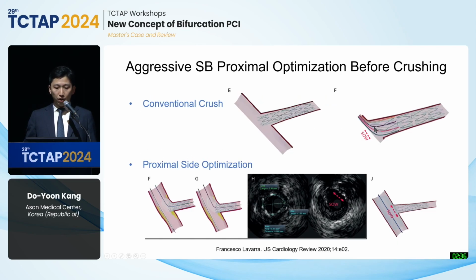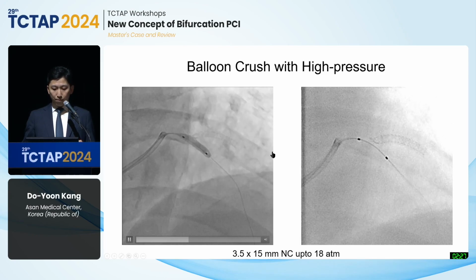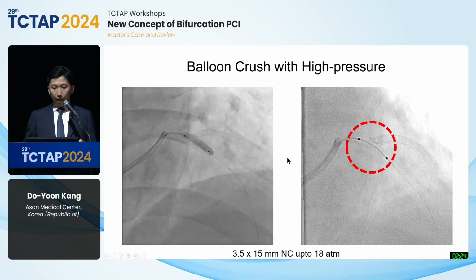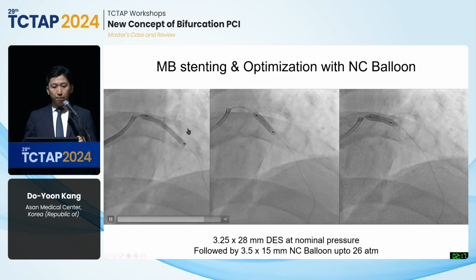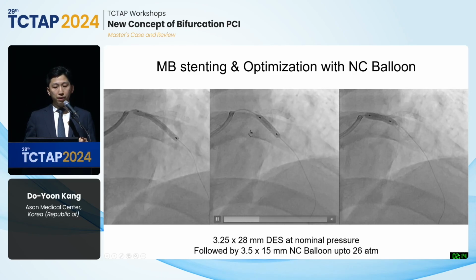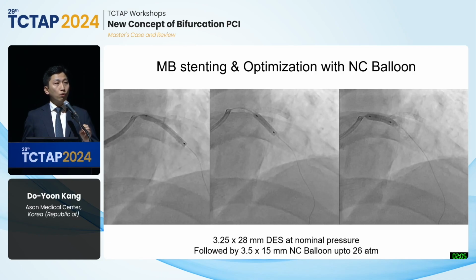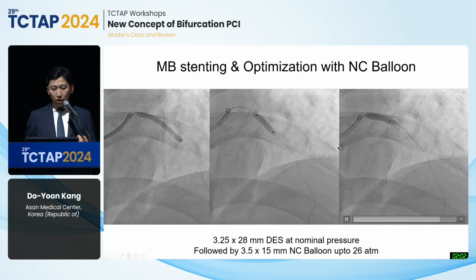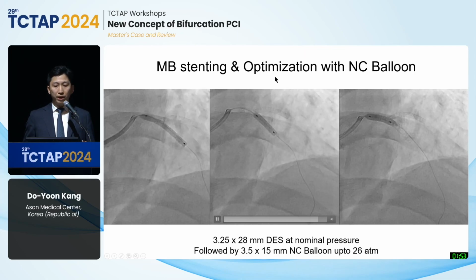And compared to conventional crush, the proximal side optimization enhances the optimal treatment of the side branch. And then do the balloon crush at high pressure with a 3.5 NC and check whether the stent is well crushed and the balloon is covered. And then main branch stenting. After that, the important thing is the optimization of the main branch stent with the NC balloon. It can be done with a POT or just an NC balloon, but based on intravascular imaging, optimization of the proximal stent is important. With this step, we can avoid abluminal wiring or proximal stent deformation.